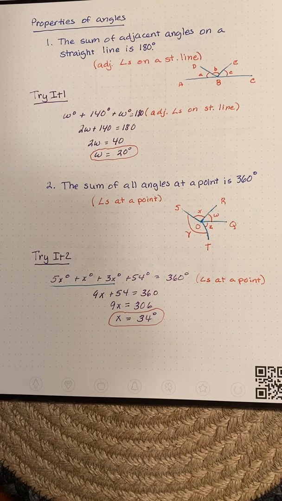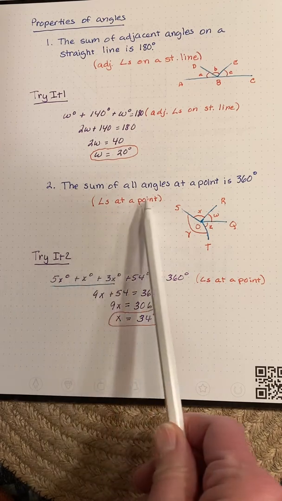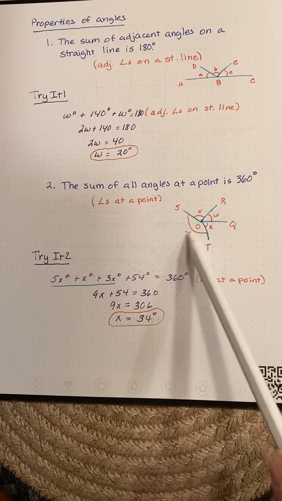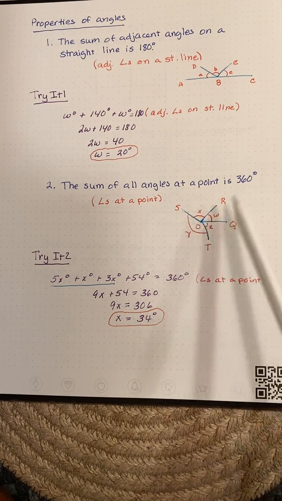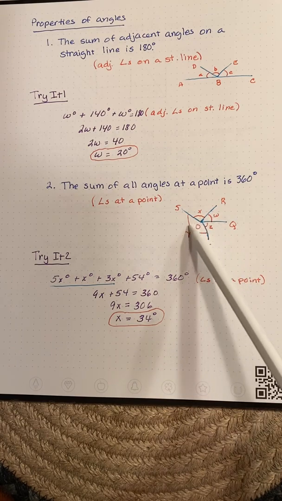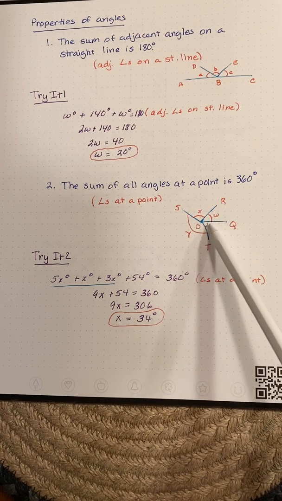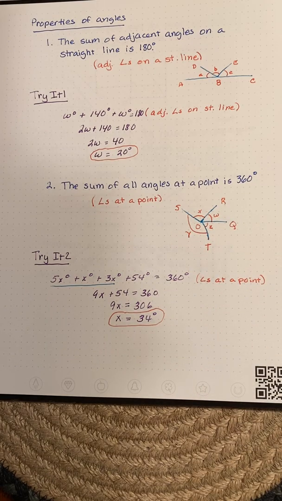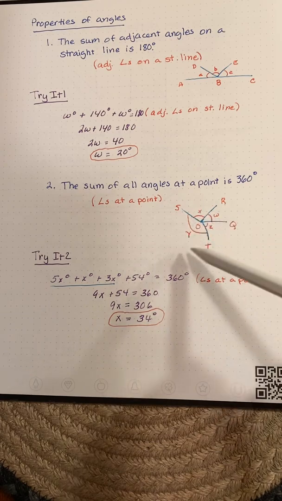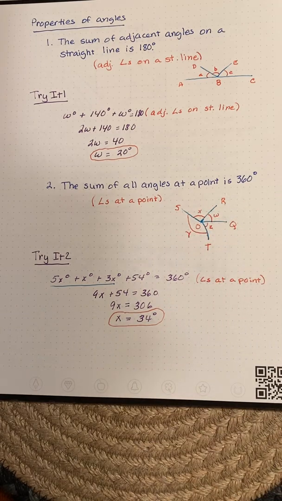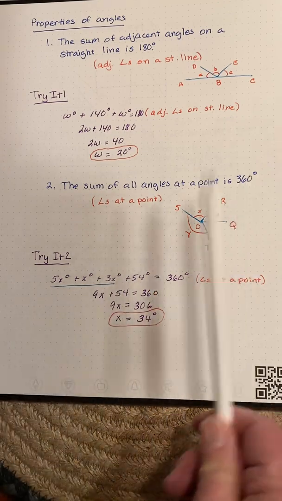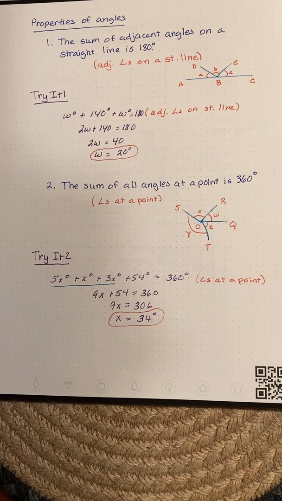Okay, second property is that the sum of all angles at a point is 360. So if it's at a single point and there's angles going all the way around it, it makes a circle. If you just connect all the angles in, I didn't because I wanted you to see the separate angles here, but if we extended that, it would make a circle, which is 360. The property for this is angles at a point. So they equal 360.